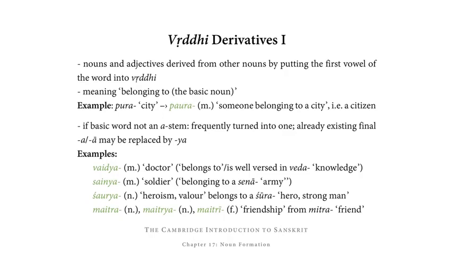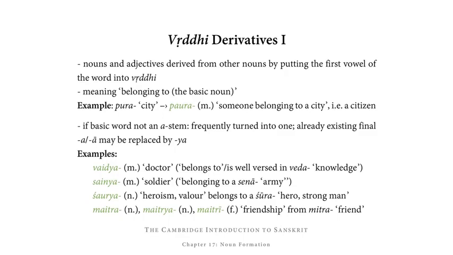On the basis of shura, which means hero or strong man, we get shaurya, which means heroism or valor. Again, we take the first vowel and put it into vritti, so on the basis of u, we get au, and again the a is replaced by ya, and so from shura we get shaurya.